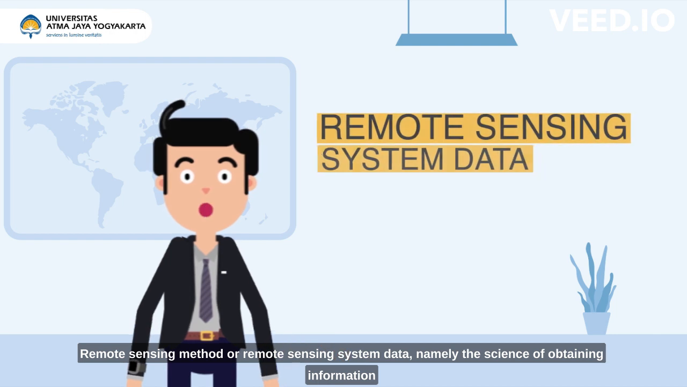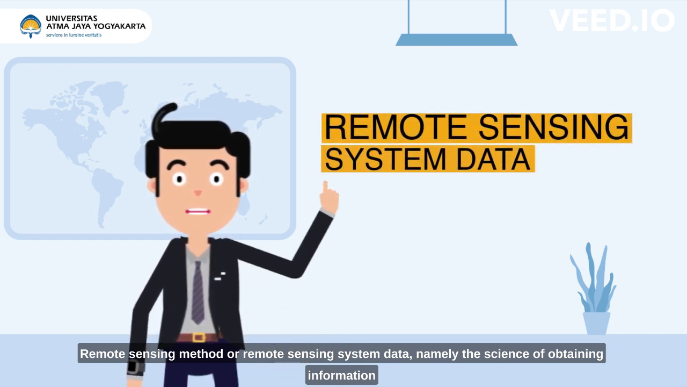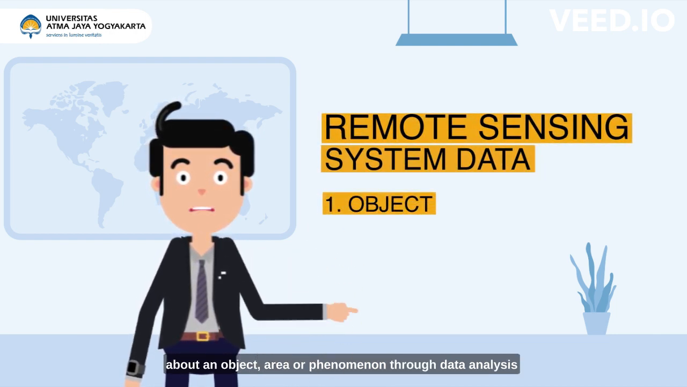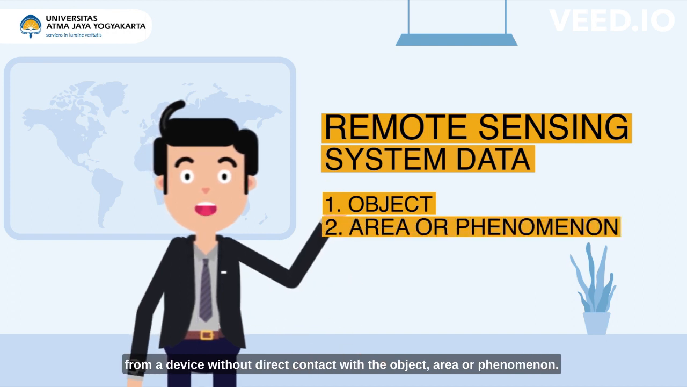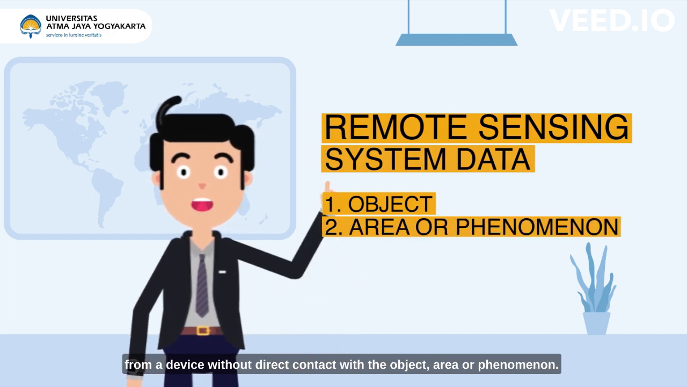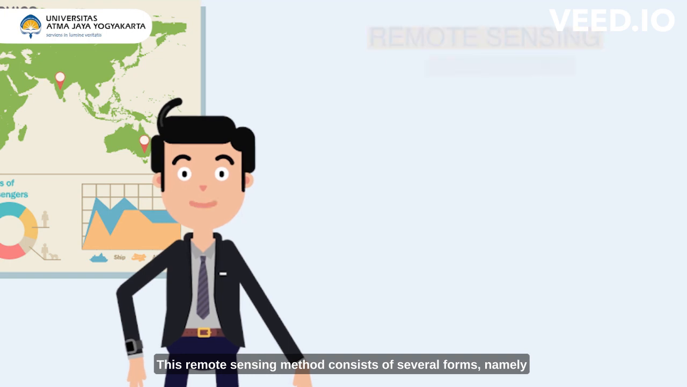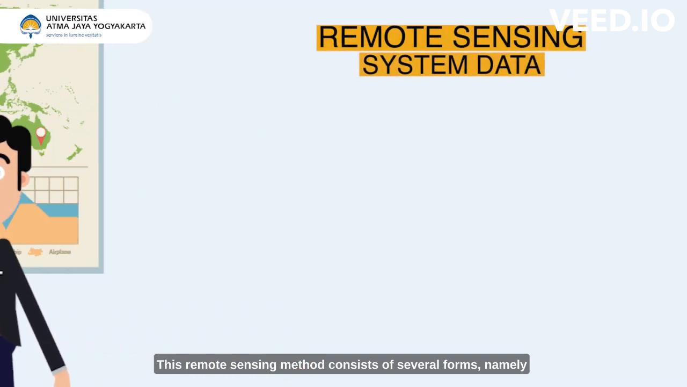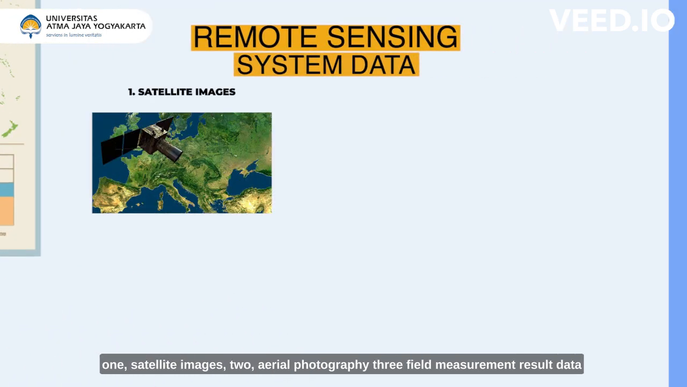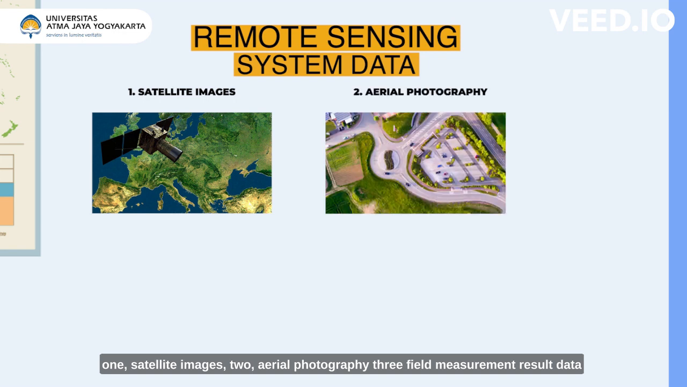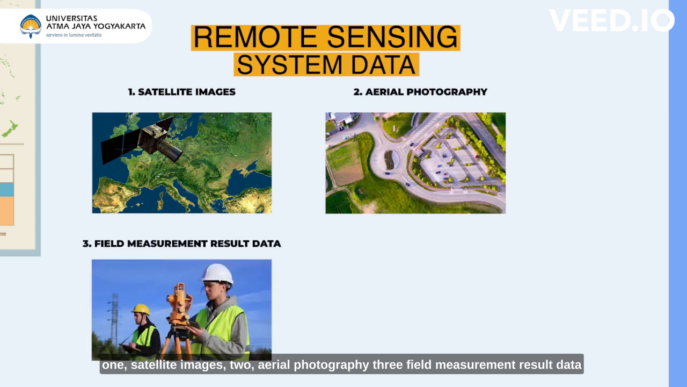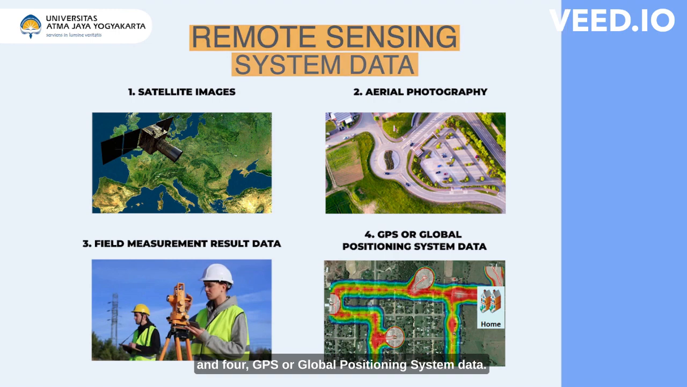Remote sensing method or remote sensing system data, namely the science of obtaining information about an object, area, or phenomenon through data analysis from a device without direct contact with the object, area, or phenomenon. This remote sensing method consists of several forms, namely: 1. Satellite images, 2. Aerial photography, 3. Field measurement result data, and 4. GPS or global positioning system data.